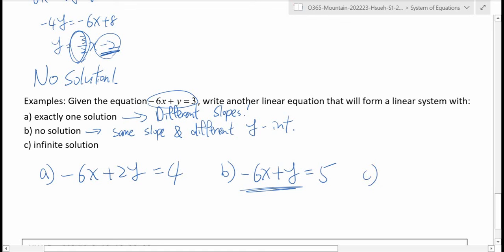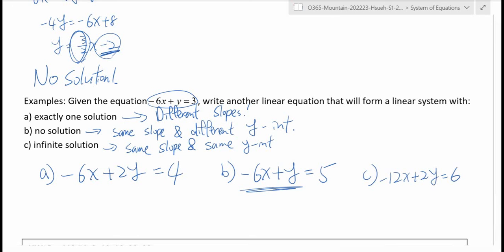For infinitely many solutions, that means same slope and same y-intercept. You can simply multiply everything by 2, so that if you reduce it, you'll get exactly the same equation. Obviously, you don't have to multiply by 2. You can multiply by negative 1, negative 2, or any constant, as long as you multiply every single term.